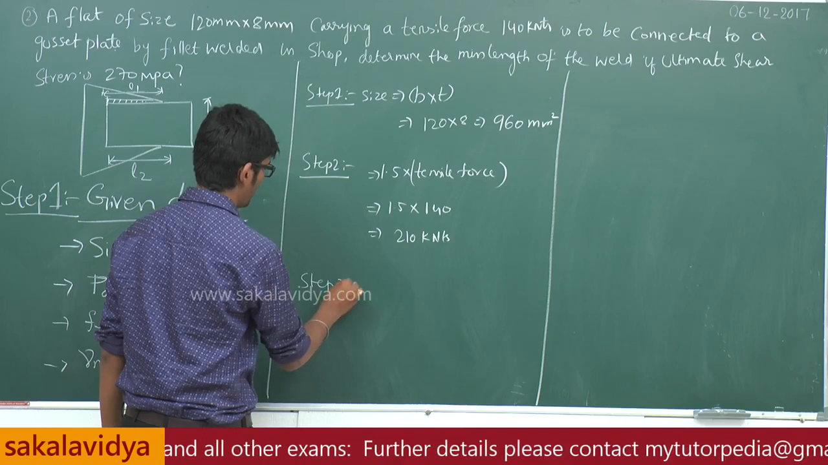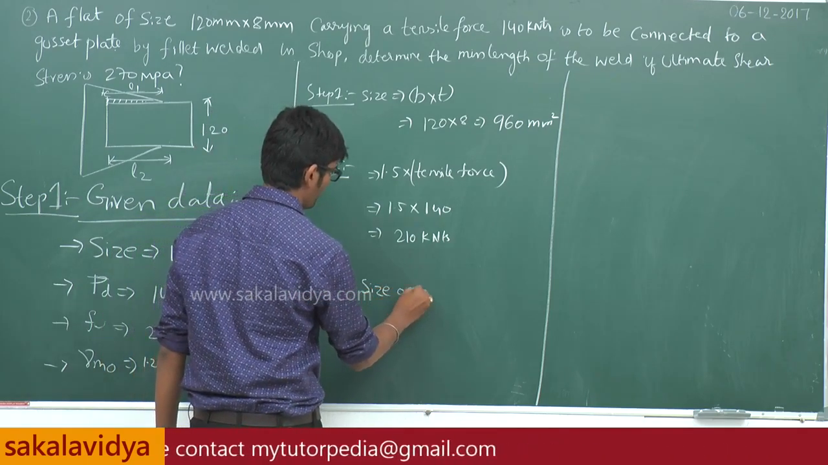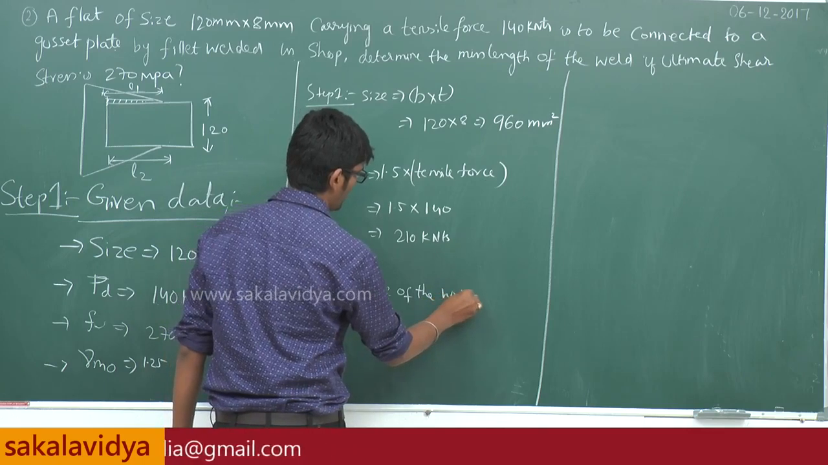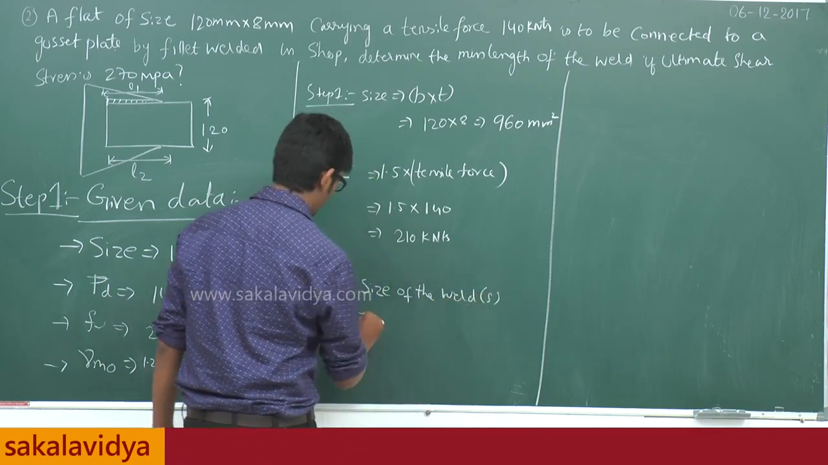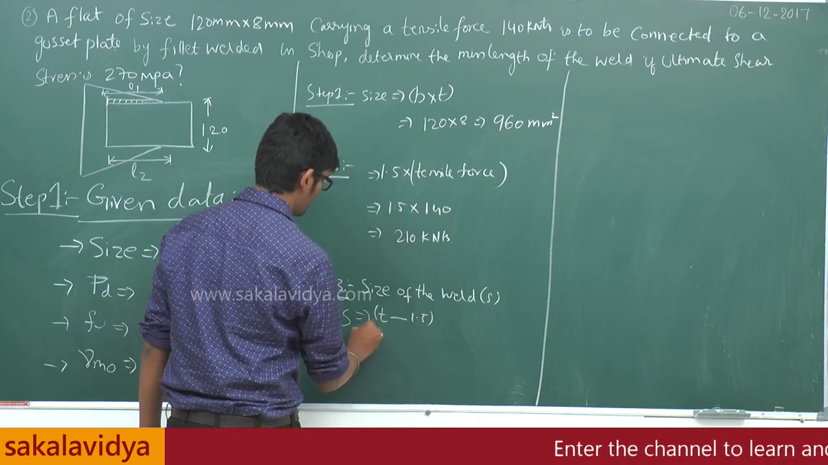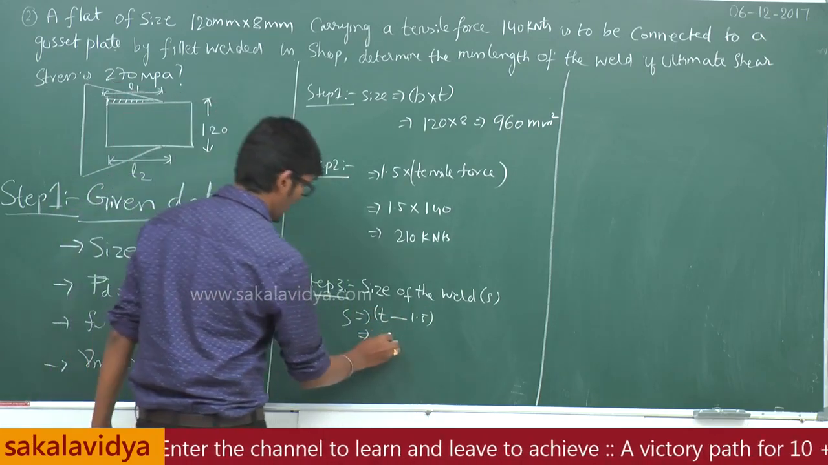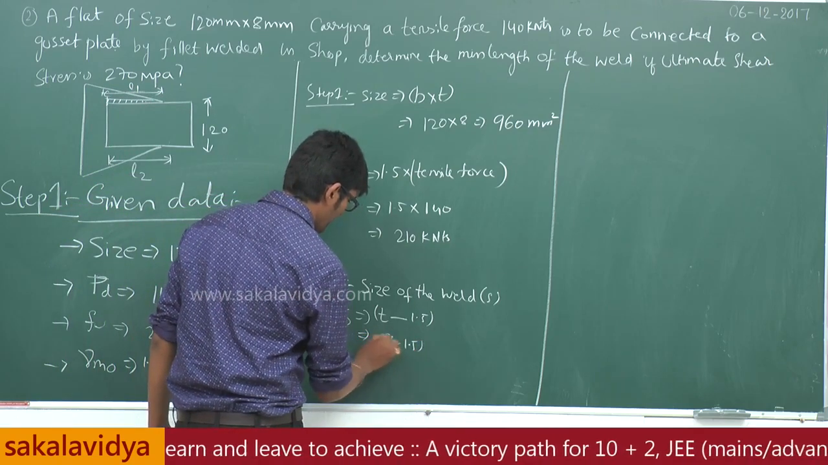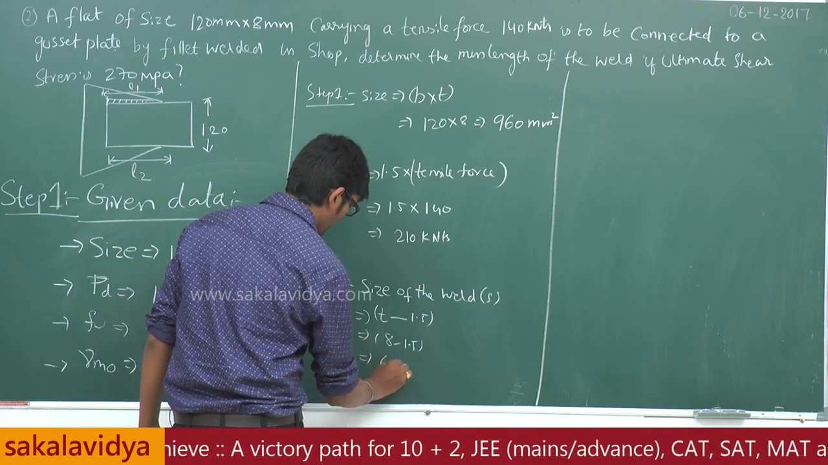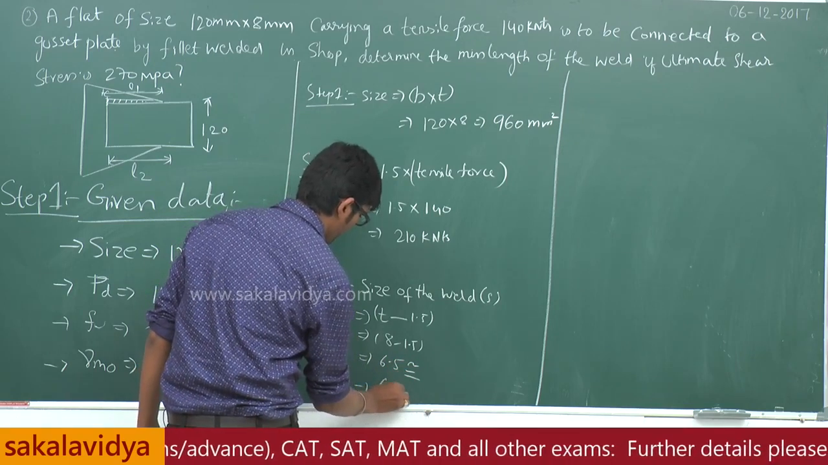Step 3. Here I am finding the size of the weld. Directly we can take S is equal to thickness of the plate minus 1.5. What is the thickness of the plate given here? 8 mm. So 8 minus 1.5 we get 6.5. For calculation purpose I am going to take 6 mm.